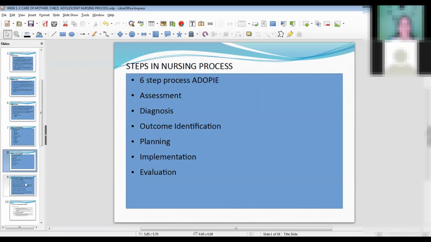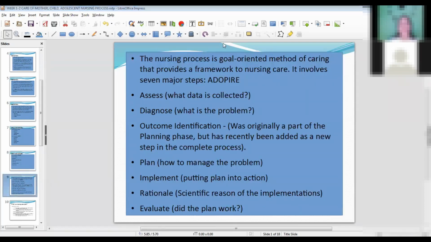Okay, so ito na ngayon yung current nursing process natin. So we have the ADOPIR. So meron tayong nadagdag na letter R. Okay, so the nursing process is code-oriented. So now we have the additional letter R.